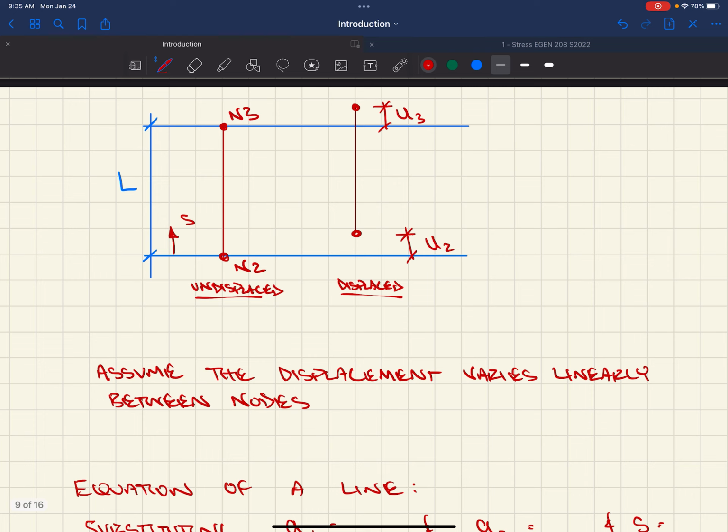We're going to get into shape functions and things like that probably at the end of the week. But for now, we're going to make this assumption that the displacement varies linearly between nodes, right? So there's a straight line distribution of displacement between nodes. That might not be accurate.